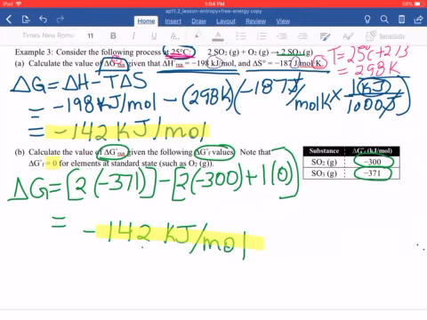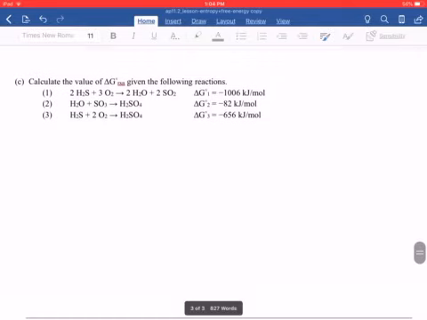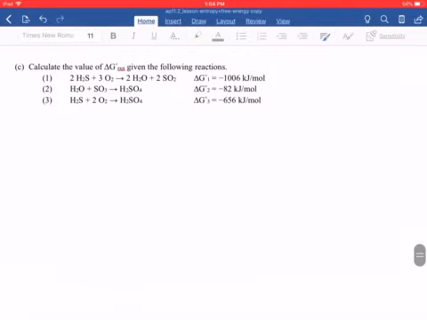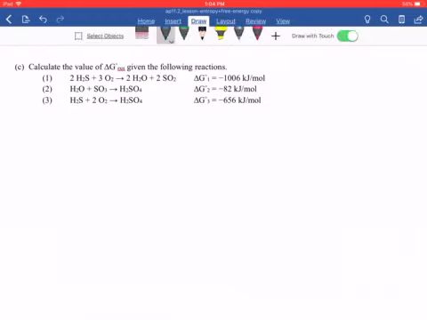Alrighty. Scrolling down to C, it says calculate the value of delta G given the following reactions. This one is Hess's law. So you're flipping, multiplying, and dividing the reactions in order to get the correct equation. And so our equation overall that we need is still 2 SO2 plus 1 oxygen, and it makes 2 SO3.